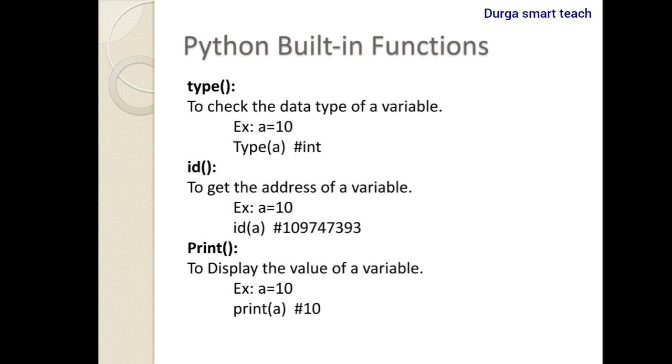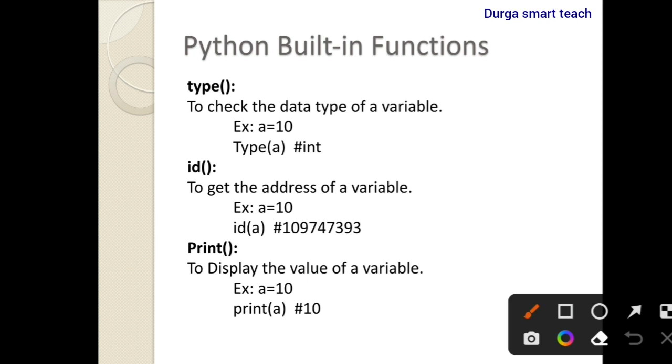First, Python built-in functions. These are the functions of Python. The first one is the type function. First of all, what is a function? A function is a subprogram which is used to perform a specific task. There are 3 built-in functions we will see in Python. The first one is type. It is a predefined function. Predefined functions are used to perform specific tasks. Here the type function is used to check the data type of a variable.